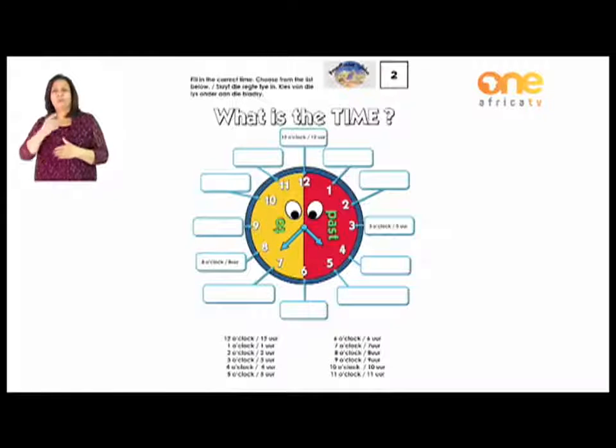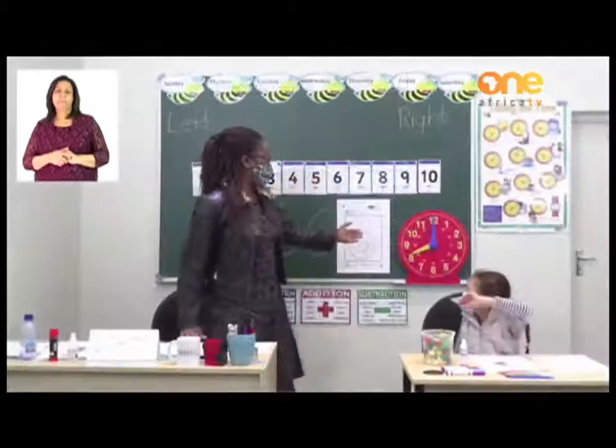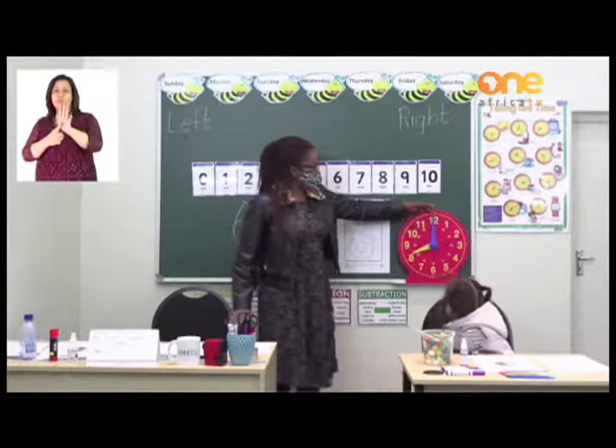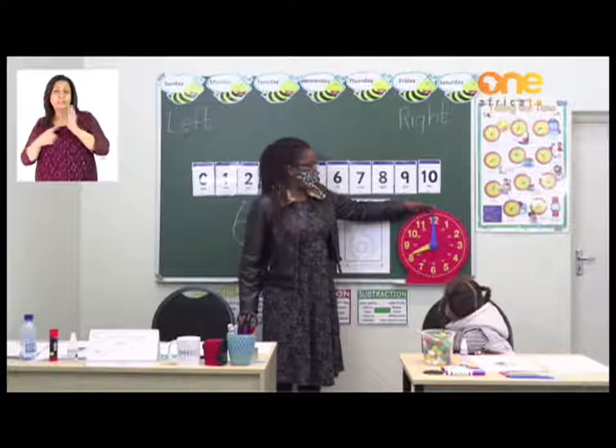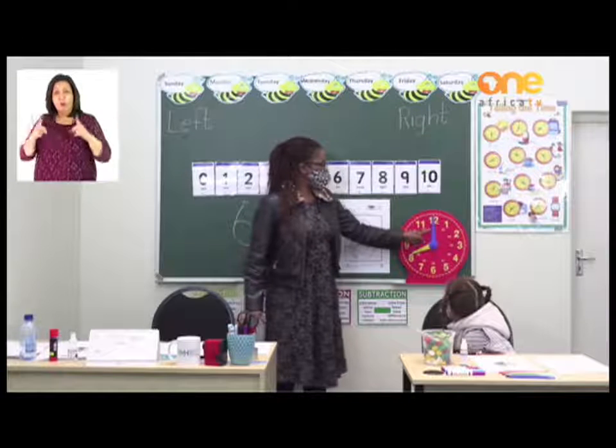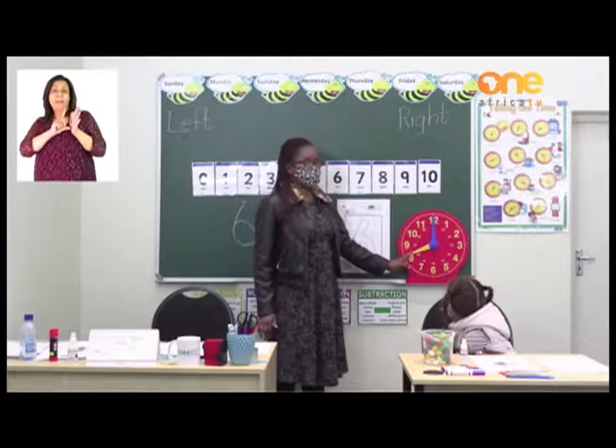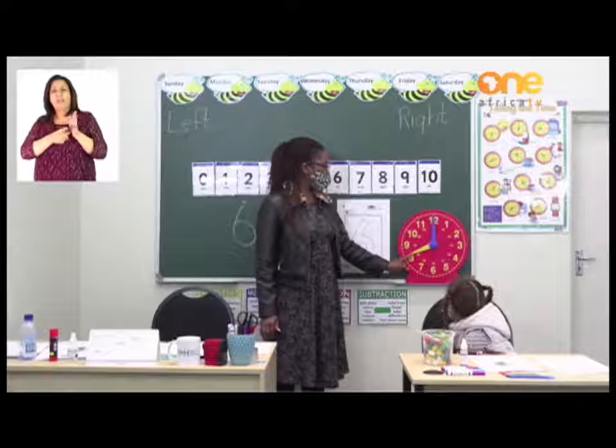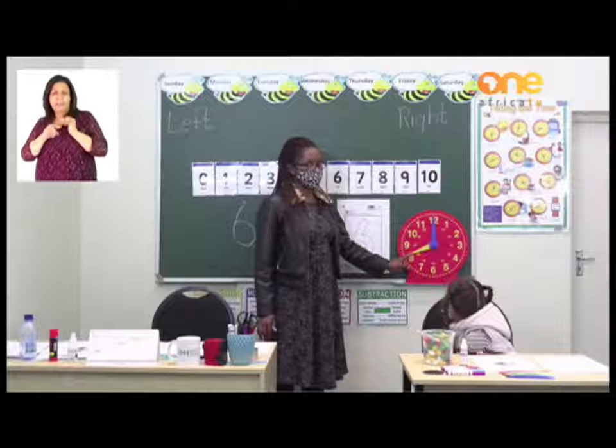How do we read o'clock? Whenever we read the time o'clock, the long hand, which is the minute hand, will be pointing at 12. I will show you on my clock on the board here. The long hand is pointing at 12, and that is the minute hand. And the short hand, which is the hour hand, is pointing at 8.